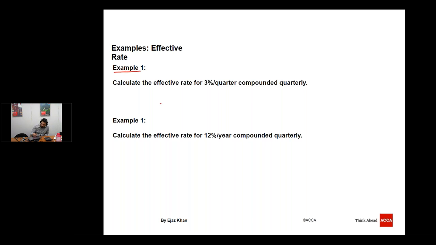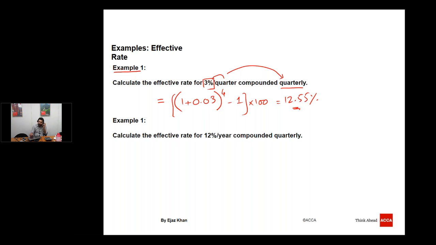So for example 1, we don't need to adjust this 3% figure, as this figure is already quoted in quarterly terms and the interest is charged on a quarterly basis. So we can straight away put this in place of R, 0.03, and since the interest is charged quarterly, it means it will be charged 4 times in a year. So the power here will be 4, minus 1, multiplied with 100. So it will be 12.55%. So the effective rate will be 12.55% in this case.